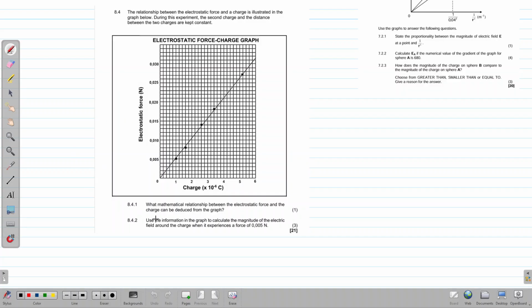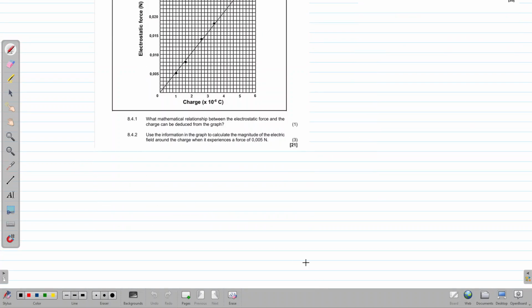So now we can see that the relationship between the force and the charge is a linear relationship. And so then we are able to answer 8.4.1 immediately. What is the mathematical relationship between electrostatic force and the charge, so that you can deduce? The relationship is a linear relationship.